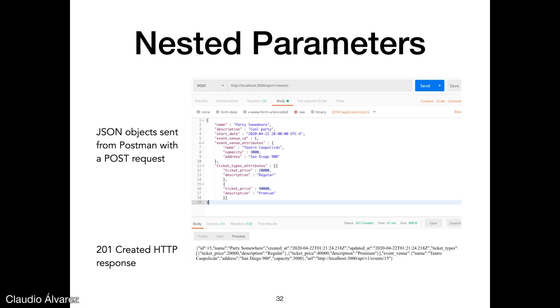Entonces cuando yo posteo esto a mi aplicación, ahí abajo lo que estoy obteniendo es como una especie de eco. Estoy obteniendo una respuesta con el evento que se ha creado, que adentro contiene los ticket types y contiene además el event venue, ¿ya? Y la respuesta HTTP es 200 es OK, en este caso un 201 que me está diciendo que se creó el recurso, ¿ya?